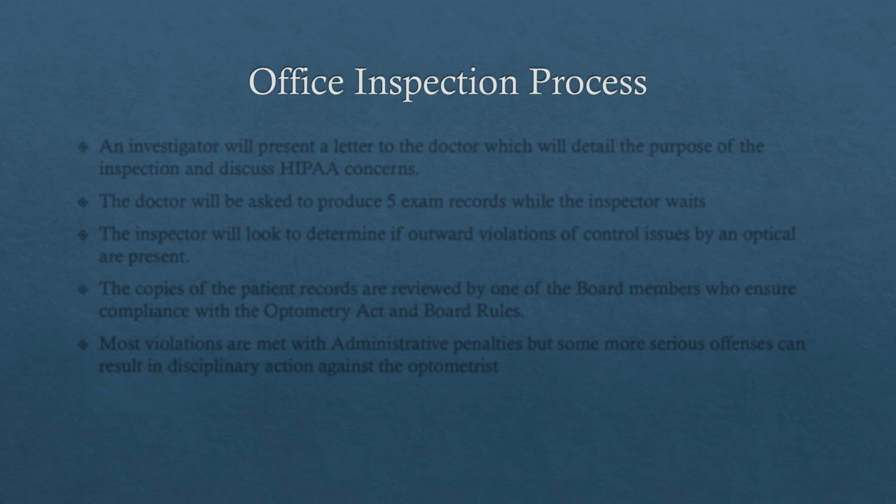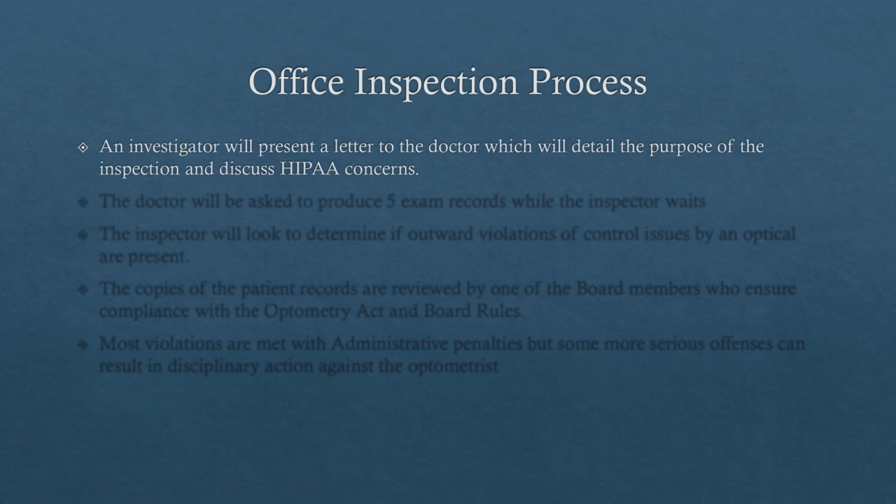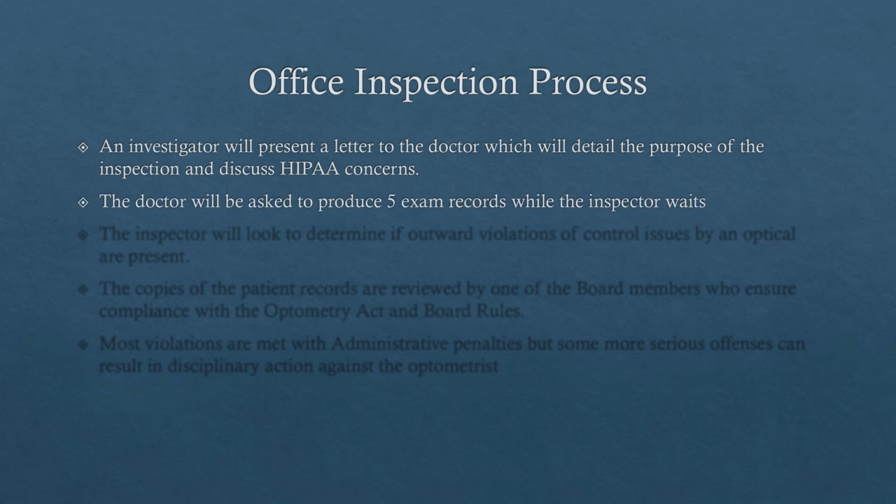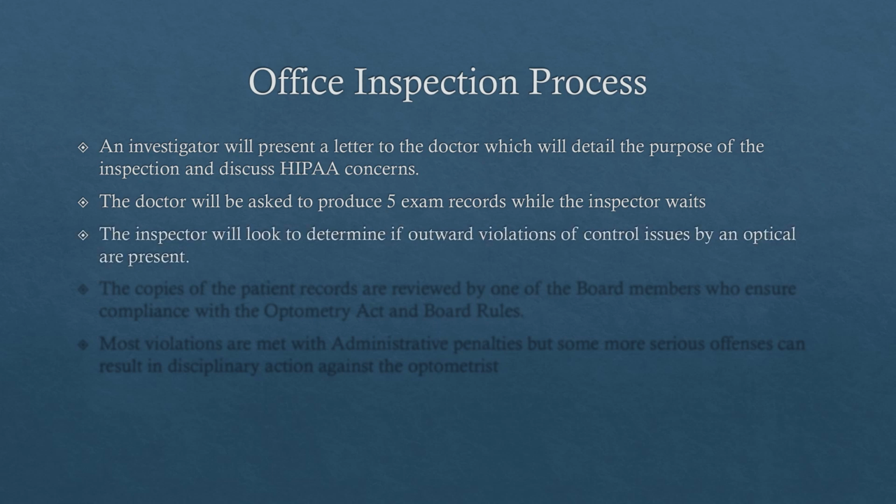So if you were involved in an inspection, it would look something like this. The board investigator would show up and present a letter to the doctor, which would detail the purpose of the inspection and discuss HIPAA concerns. The doctor would then be asked to produce 5 exam records while the inspector waited. The inspector would actively then be looking for if there were outward violations of control issues by an optical.